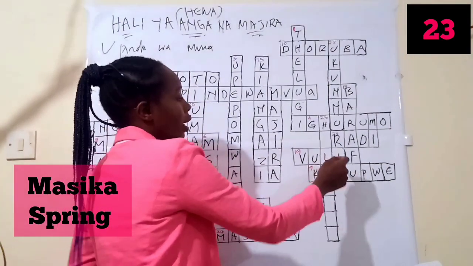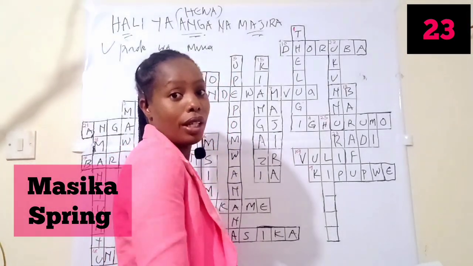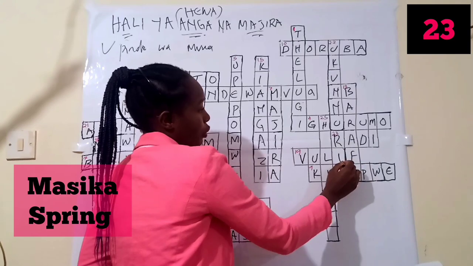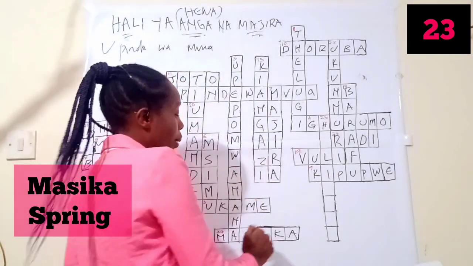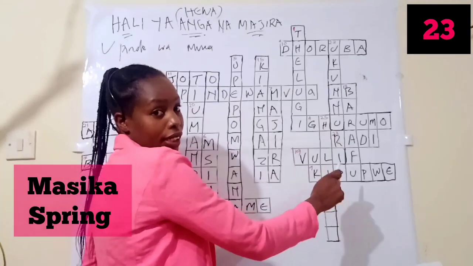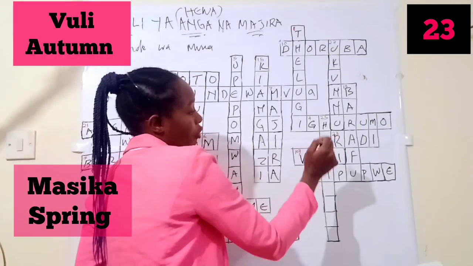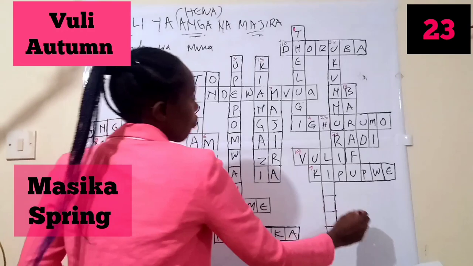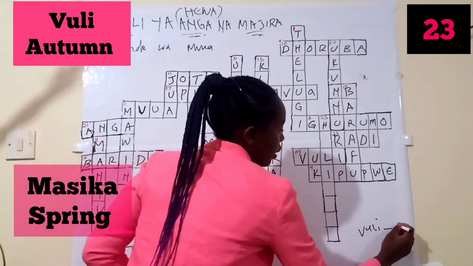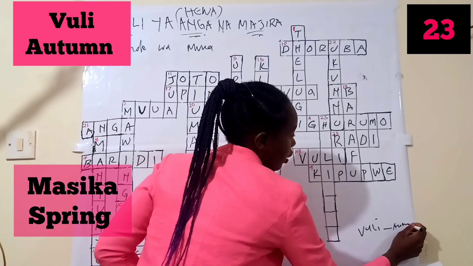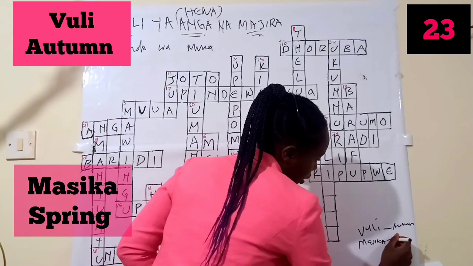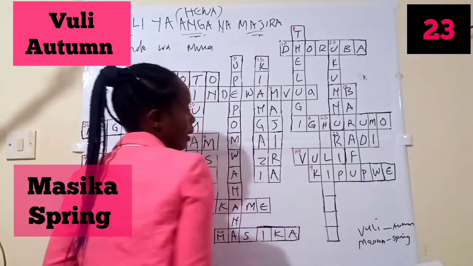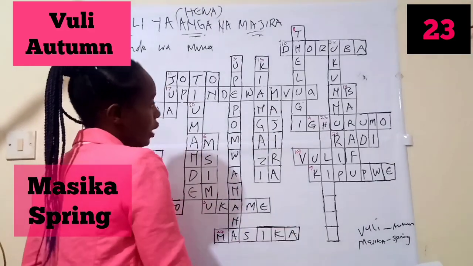We said vuli. Oh, sorry. I think, did I say vuli is spring? Really sorry. Vuli is autumn. Autumn is vuli. Spring is masika. Masika is spring. Vuli is autumn. Please, sorry if I had said spring. So vuli is autumn, spring is masika.